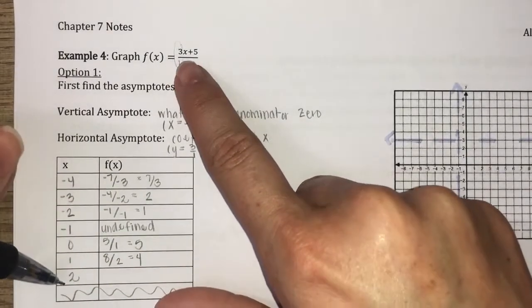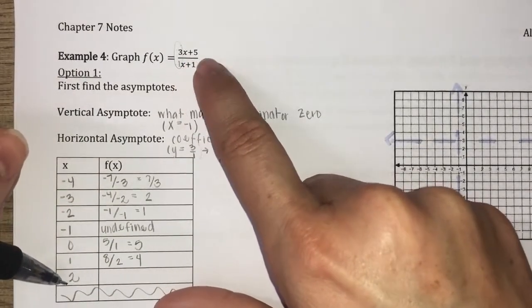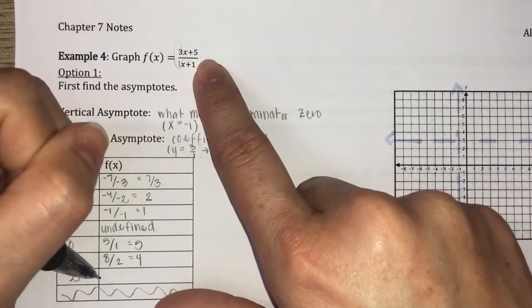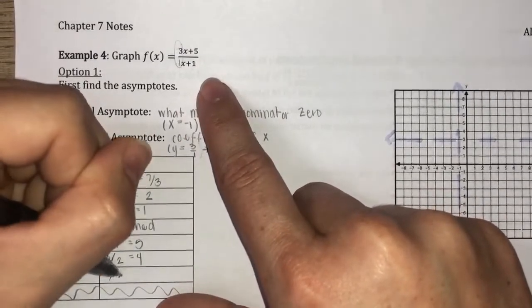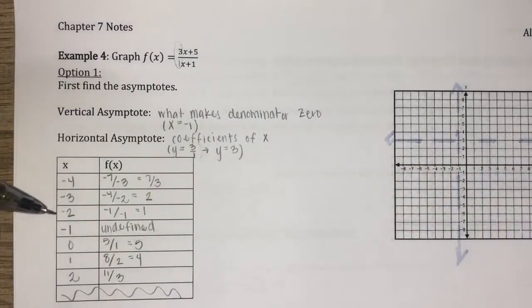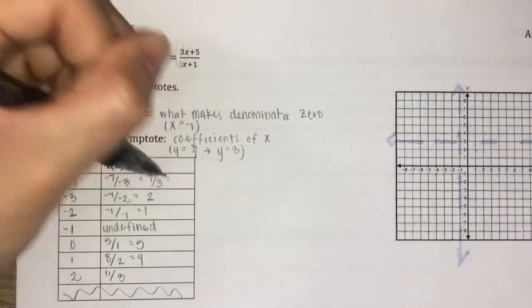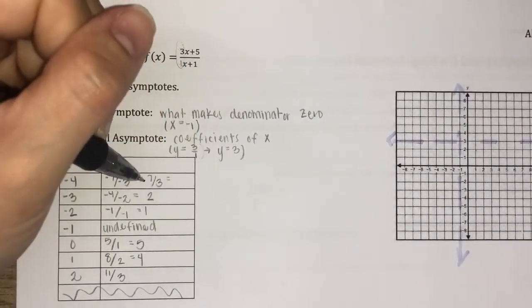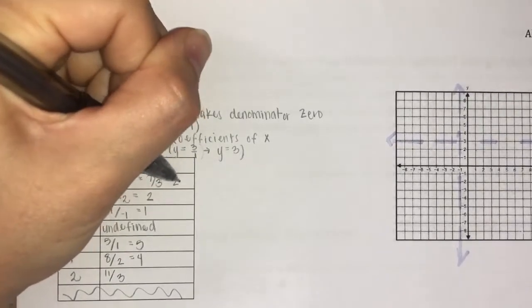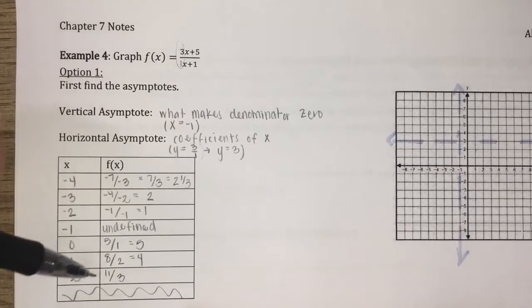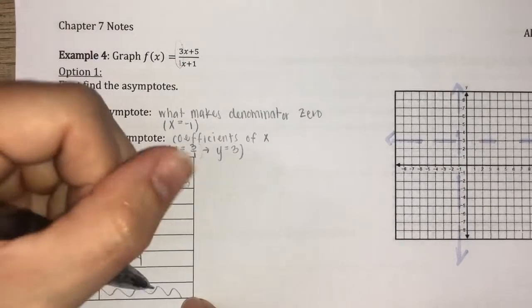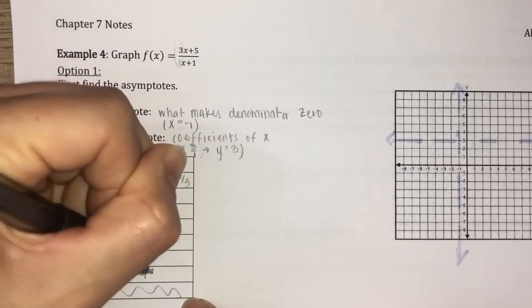And then for x equals 2, 3 times 2 is 6, plus 5 is 11, over 2 plus 1 is over 3. And any of the improper fractions, feel free to write them as a mixed number if it helps you graph it. So 7/3 is 2 1/3. And then 11/3 is 9 2/3.